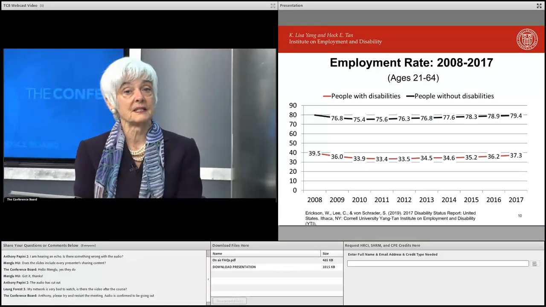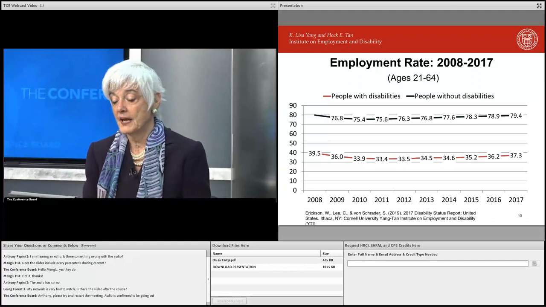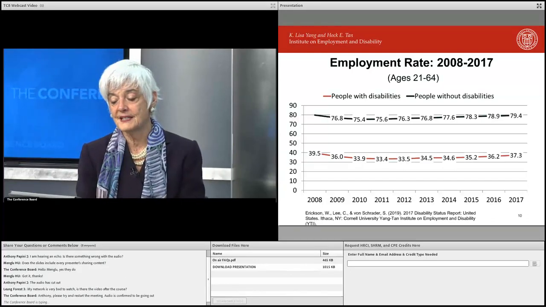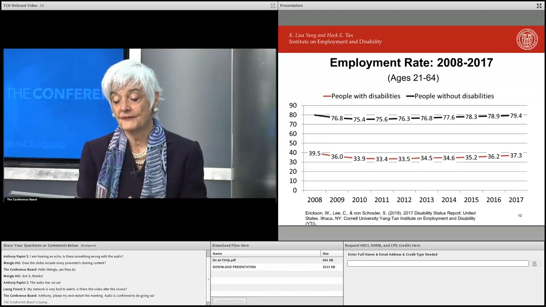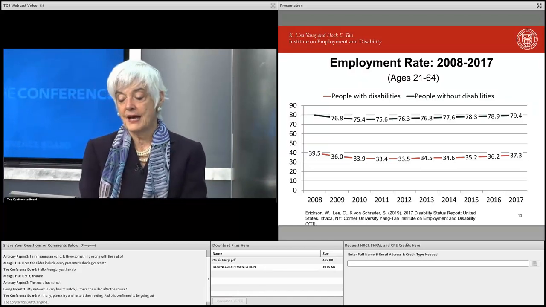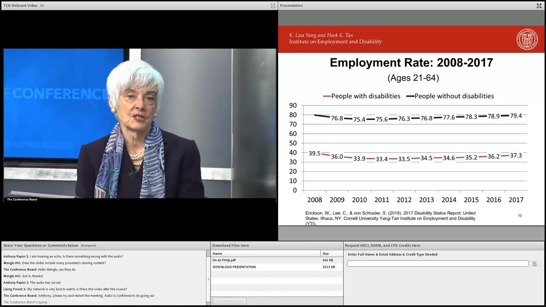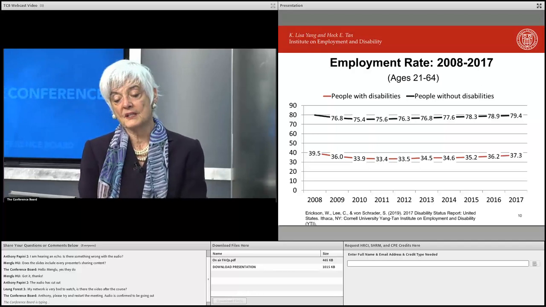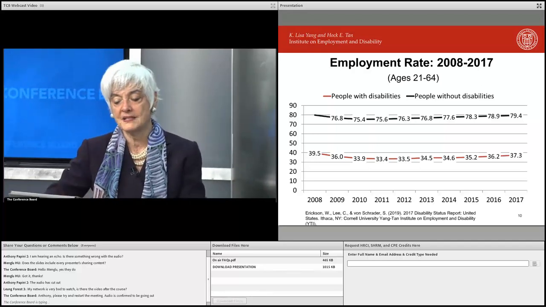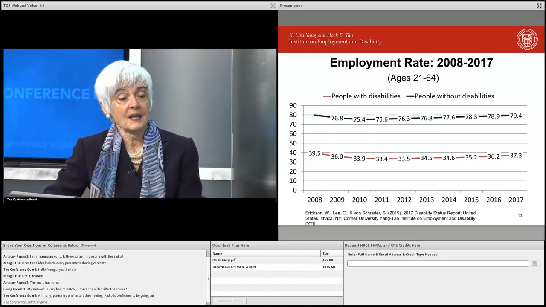As you can see from this next slide, we look just over 10 years. We can look back much further. But in the last 10 years, there's been slight fluctuations between about 40% and 77% in 2008 to the current statistics I just gave you. So unfortunately, that gap hasn't changed very much. It has continued to be quite significant. And there's great concern about this.